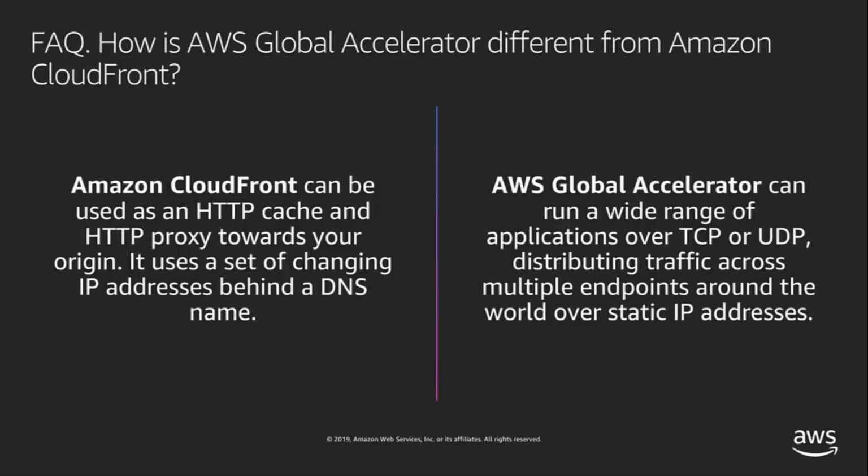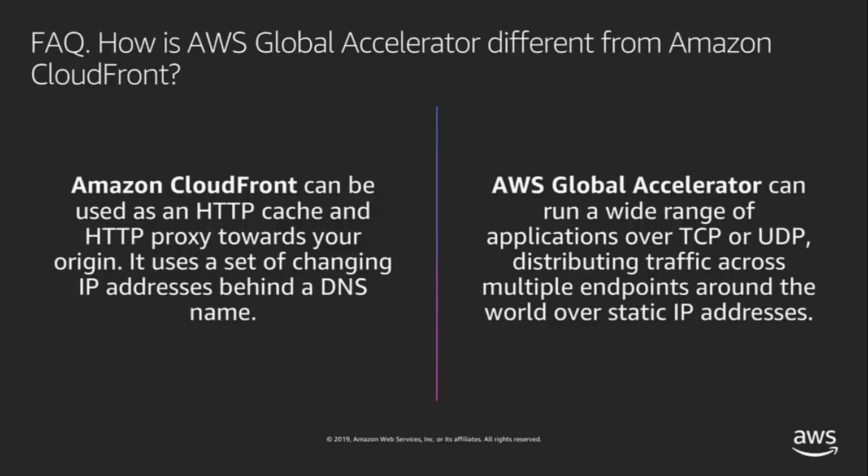And this can be S3 origins, this can be custom origins, or EC2 instances. And really you benefit in this case if your content is first cacheable, so for example static content like video or images, or if it's dynamic but it's primarily an HTTP use case. And it uses a set of changing IP addresses behind the DNS name, so you still incur the long duration of IP caching that we talked about earlier.